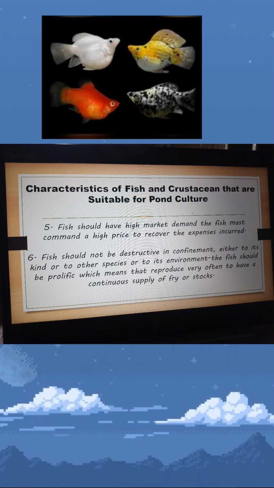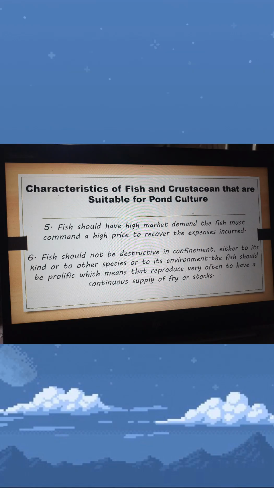In summary, the ideal pond culture fish or crustacean should be tasty, fast-growing, hardy, easy to feed, in demand, and non-destructive. Examples like tilapia, catfish, milkfish, and Pacific white shrimp are commonly used in pond farming worldwide.